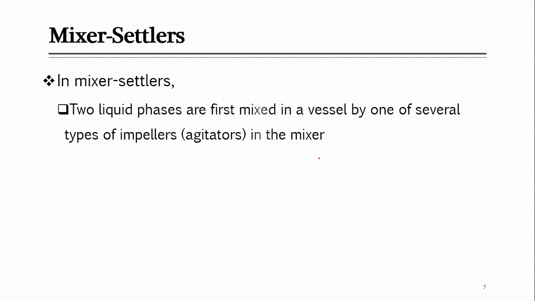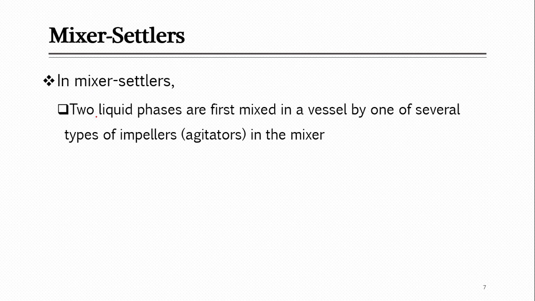Right, this is the first type, mixer settlers. Mixer settlers are one kind of equipment, we can say dynamic type. In this kind of equipment, as its name indicates, there should be some mixer and then some settler.